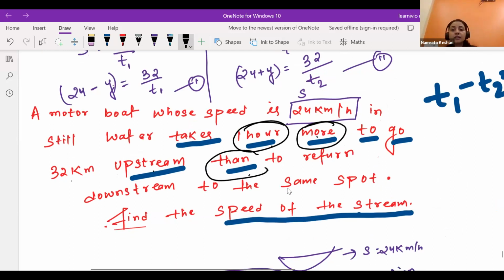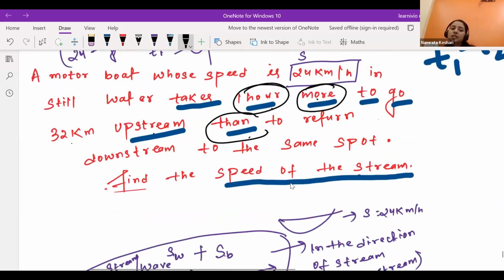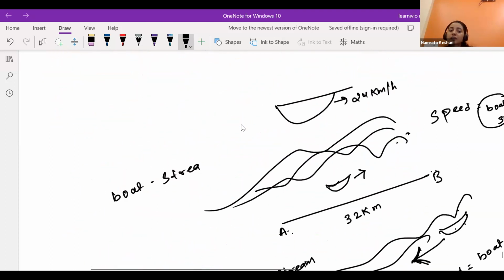If you read it for the very first time, you will think that 1 hour is given for the upstream case. But read it carefully. It says 1 hour more. Why does it say the word more? If it just wanted to say 1 hour, the word than would not be there. So it is 1 hour more than the downstream case.